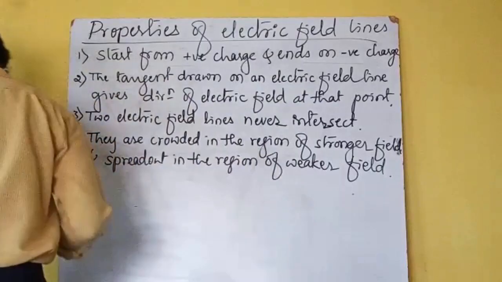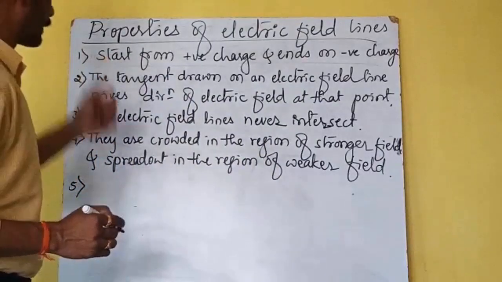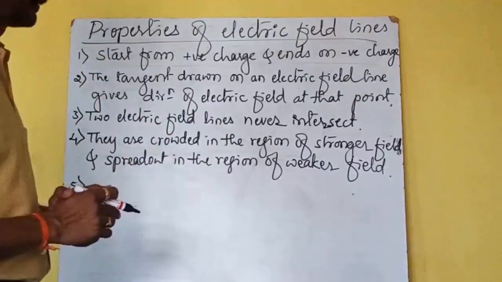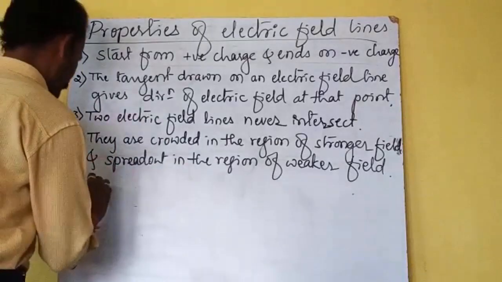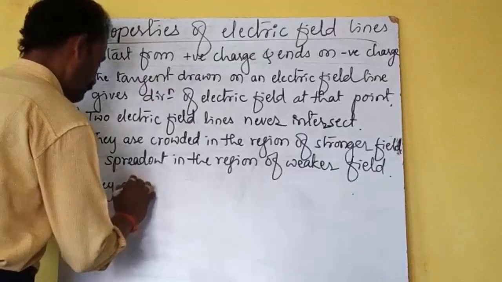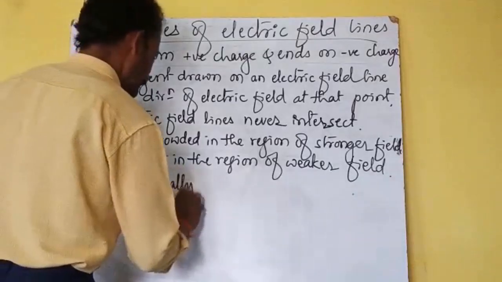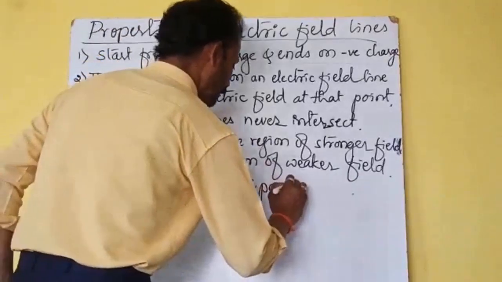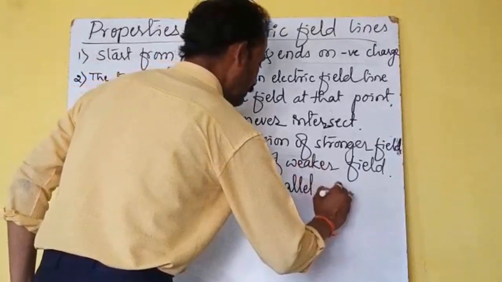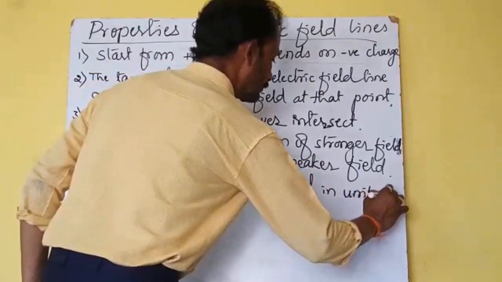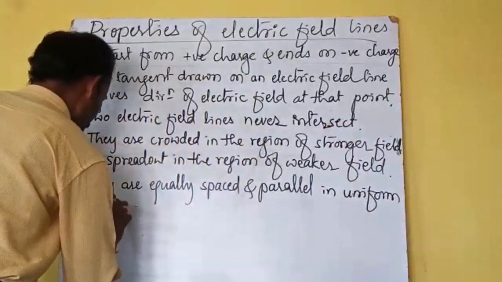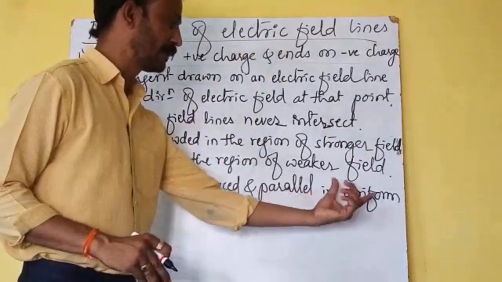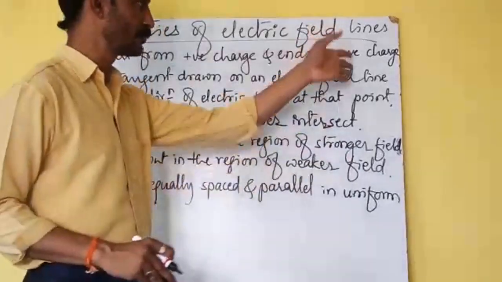Fifth one, the electric field lines are equally spaced and parallel to one another in the uniform field. If the field is uniform, the electric field lines are equally spaced and parallel to one another, as you have seen in the patterns.